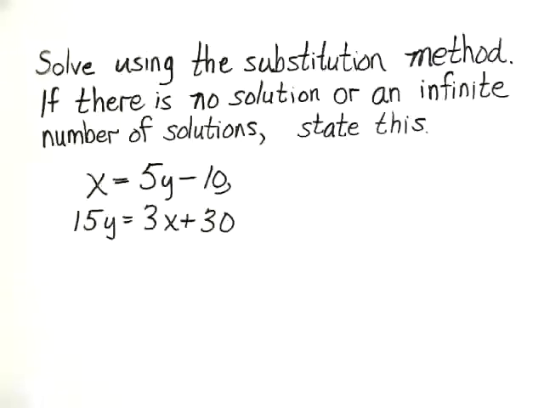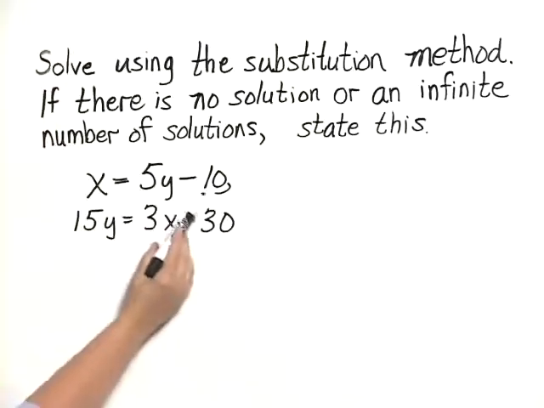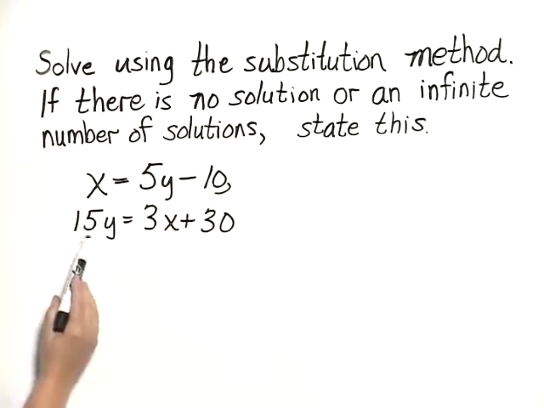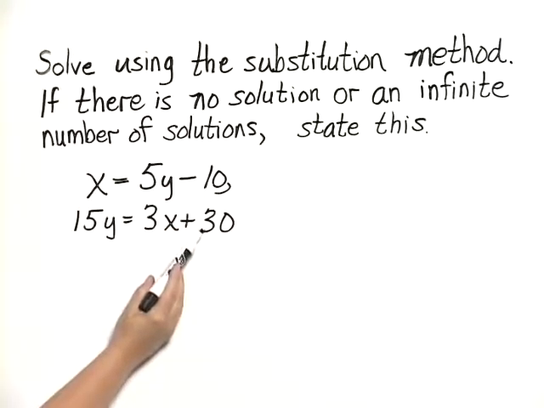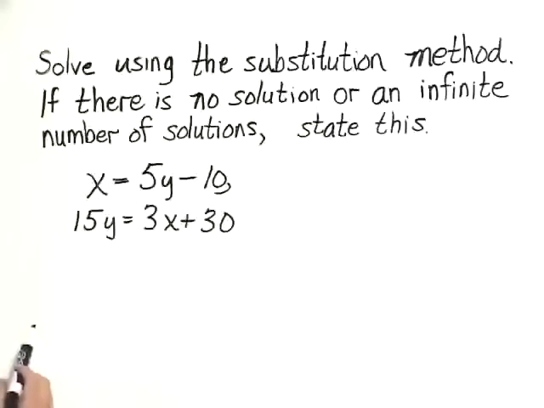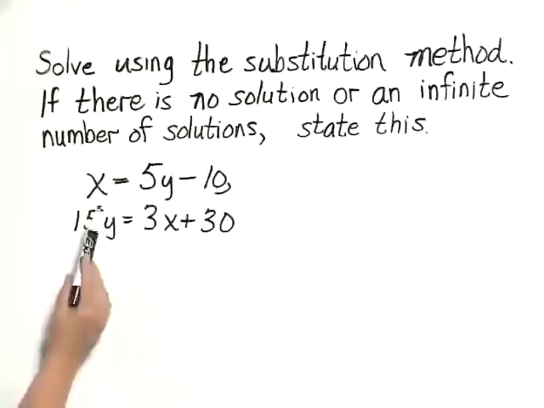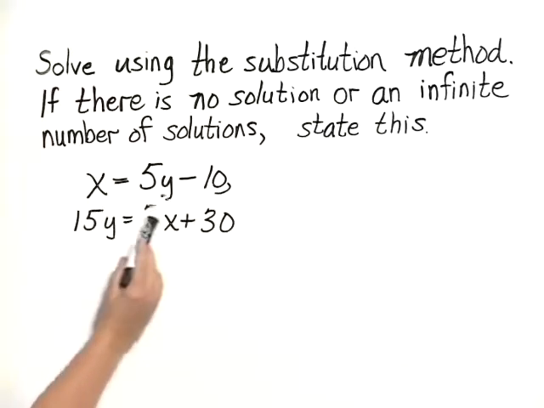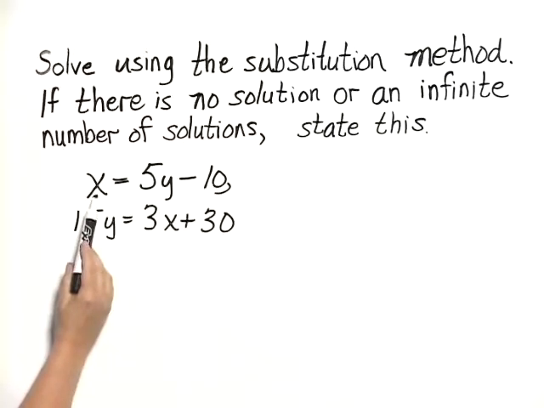Solve using the substitution method. If there is no solution or an infinite number of solutions, state this. We have the system of equations x equals 5y minus 10 and 15y equals 3x plus 30. To use the substitution method, we need to have one variable by itself, and we already have that in our first equation. It's solved for x.